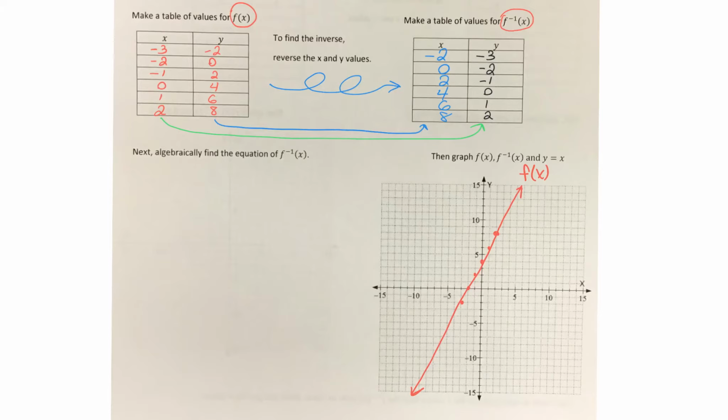So now let's graph our f inverse of x. That's going to be negative 2, negative 3; and 0, negative 2; and 2, negative 1; and 4, 0; and 6, 1; and 8, 2. So if you come over here, graph that. Wow, my graphing skills, stellar. Okay, so this is what it should look like. Now, if you'll notice, they are going to intersect. There's going to be a point of intersection here.